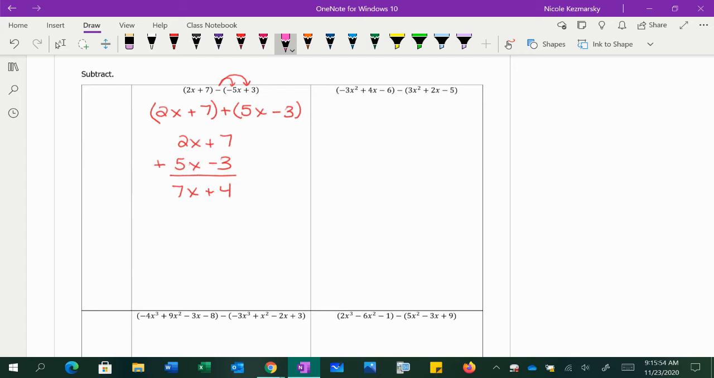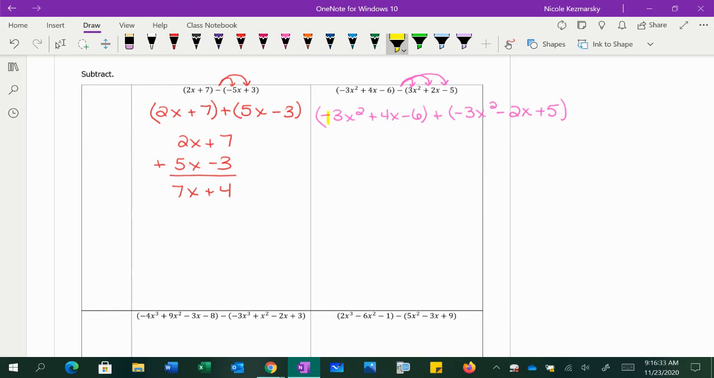Next example, same deal. We're going to distribute that negative sign. So distribute the negative sign only to the second polynomial. So that's going to give us negative 3x squared plus 4x minus 6 plus, and then we're going to have negative 3x squared minus 2x plus 5. So all that distribution does with the negative sign is just flips the signs inside the parentheses.